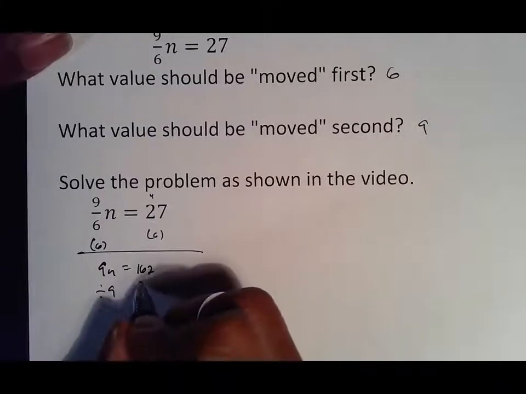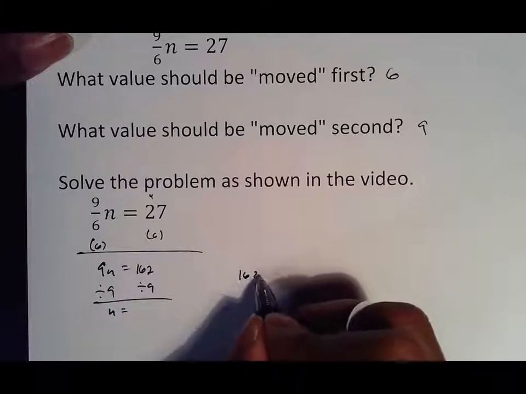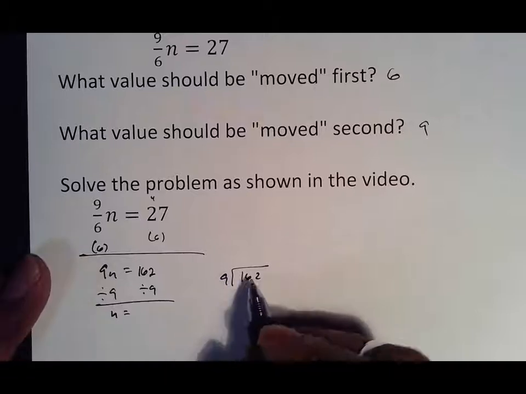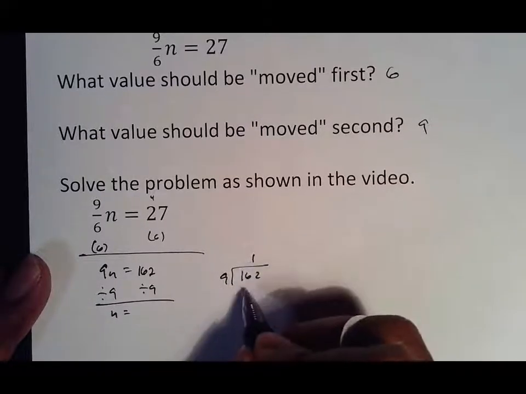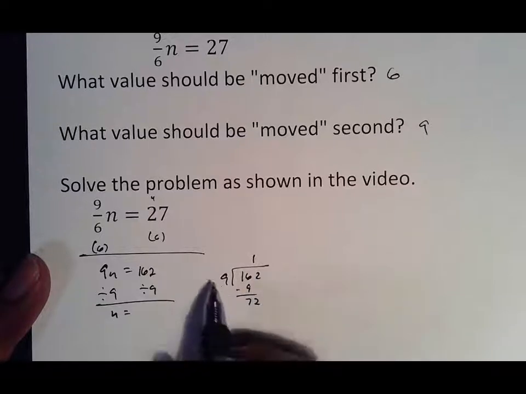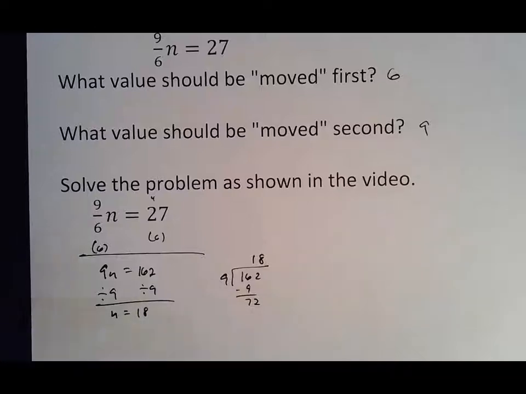So divided by 9 there, divided by 9 there. And again, n comes down with 162 divided by 9. And after that, we are looking at 9 goes into 16, looks like 1 time. 1 times 9 is 9. 16 minus 9 is 7. Bring down your 2. 9 goes into 72 8 times, which means that it would be 18.